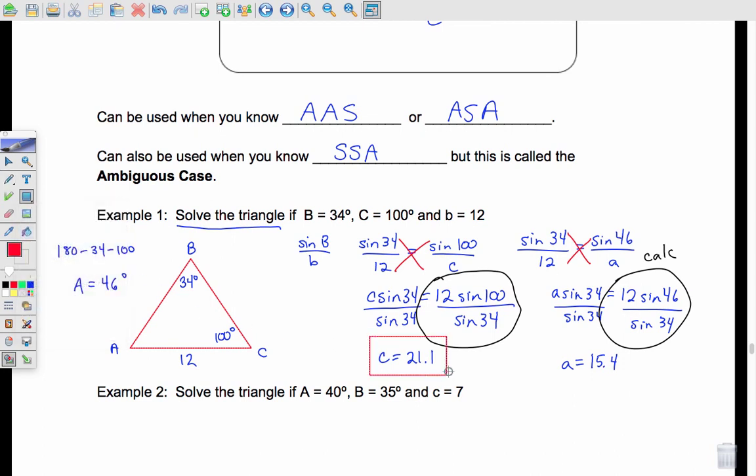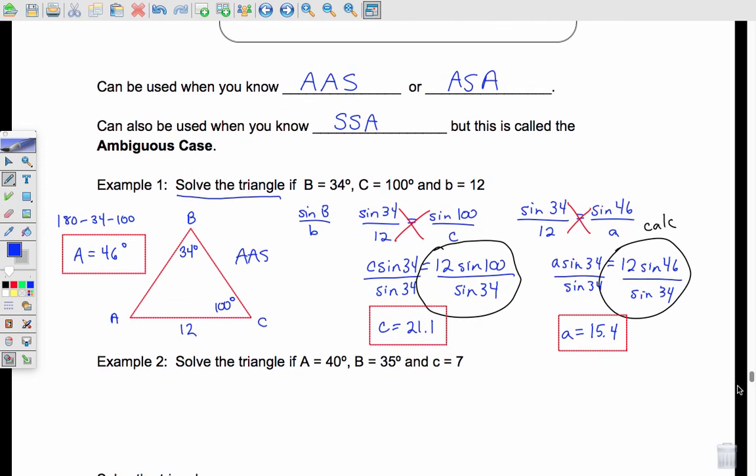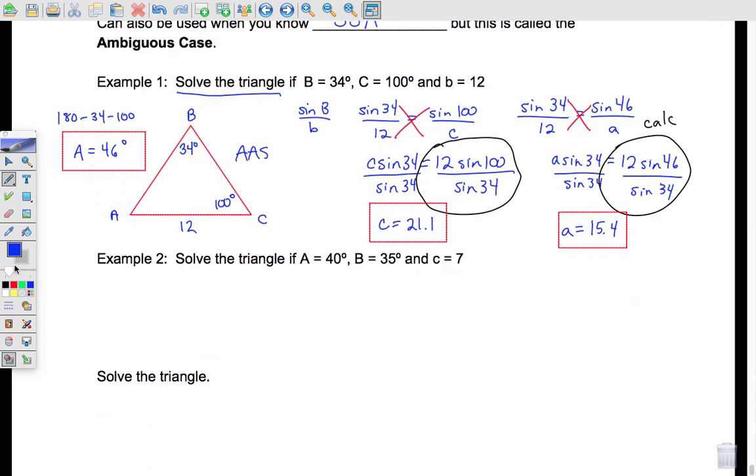Because I have a lot of work here, I'm going to make sure I box my 3 answers. So just to recap, we were given angle, angle, side. This is not the included side. It's not the side that connects the two. We first found the third angle, then wrote 2 proportions using the side and angle that we knew that were opposites. And then solved both to find the sides.